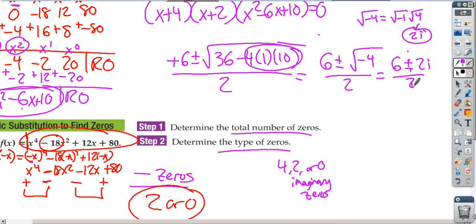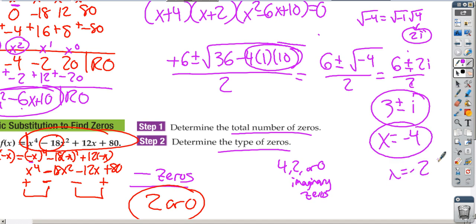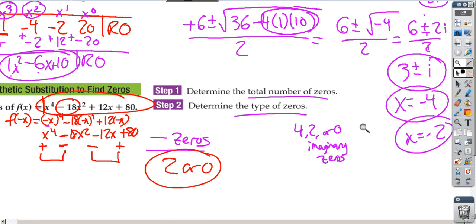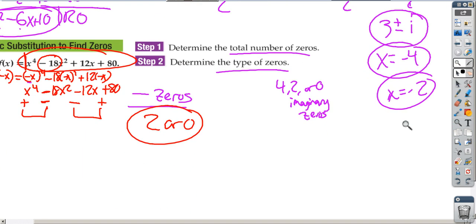And if you split this down the middle, 6 over 2 is 3. And 2i over 2 is i. So there's your other 2 zeros. We have 3 plus i, 3 minus i, and the other ones that we found before were negative 4 and negative 2. And that matches up because this was a 4th degree. It was x to the 4th, so we should have 4 zeros. Let's see if it agrees with what we said.